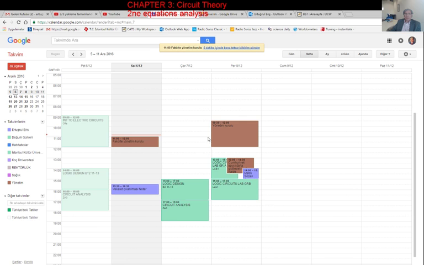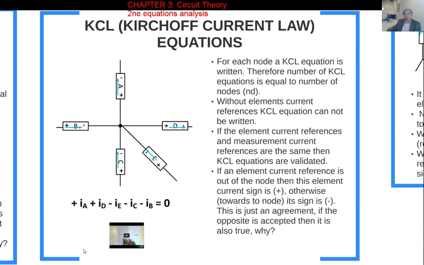Let me come back now again. Something happened, don't worry. If an element current reference is out of the node, then this element current sign is plus, otherwise, towards the node, its sign is minus.